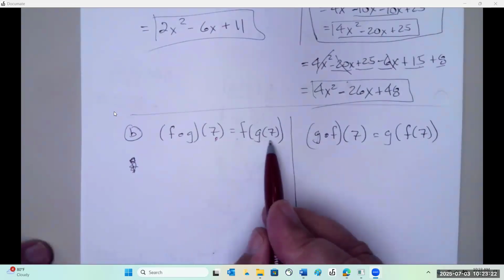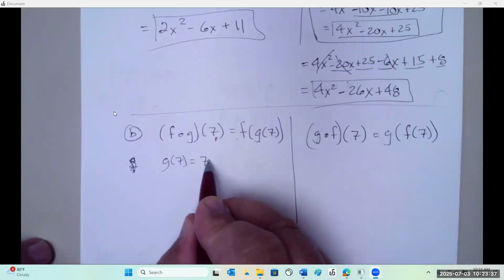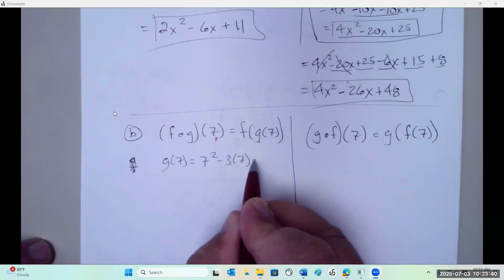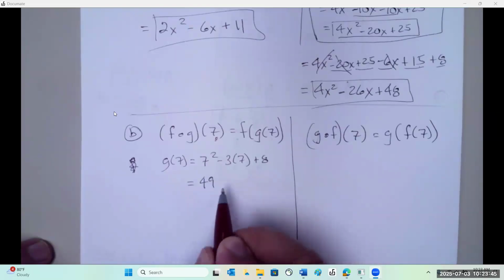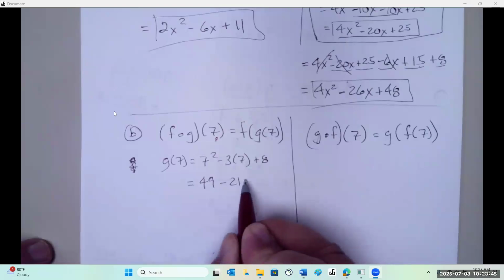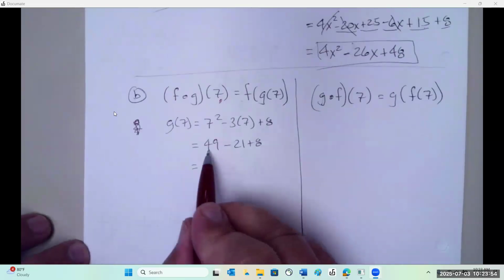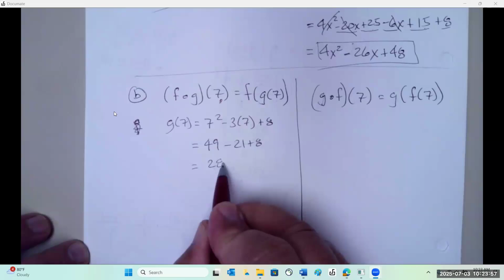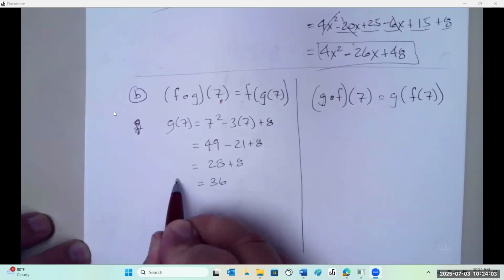What does this mean? What does g of 7 mean? In g, anywhere I see an x, I put a what in its place? I put a 7. So in my g of 7, I do that first. I have 7 squared minus 3 times 7 plus 8. 7 squared is 49. 3 times 7 is 21. 49 minus 21 is 28. Plus 8 is 36.